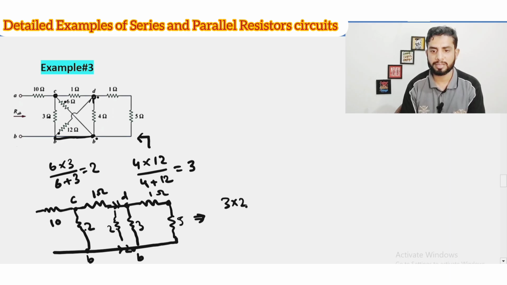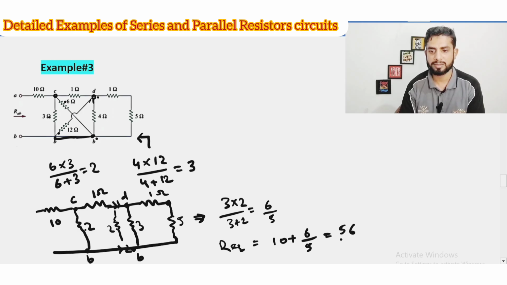3 in parallel with 2 will become 6 by 5. Okay, 6 by 5 will be in series with 10, so our equivalent will be 10 plus 6 by 5, that will be 56 by 5 ohm. You will round it off, and it will be the final equivalent resistance of that circuit.